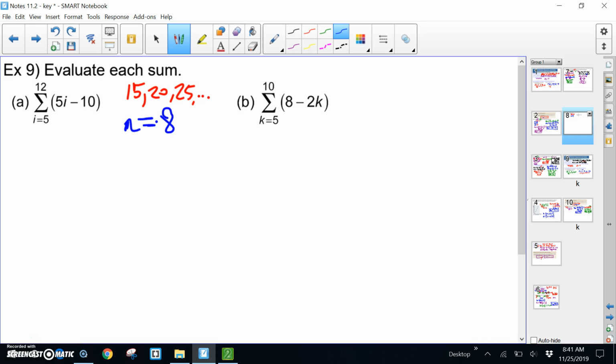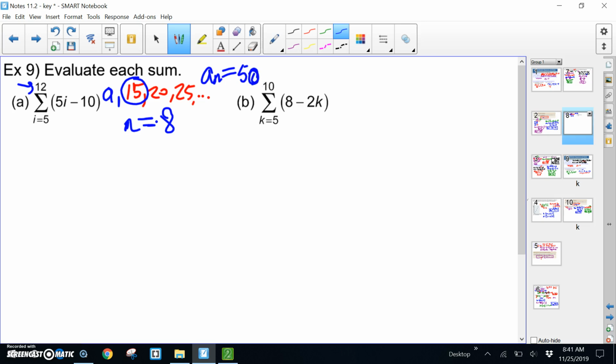And we can find a1 by plugging in the first number 5. Okay, if we plugged in 5, we got 15, that's a1. If we plugged in 12, that's going to give me the last term, the nth term. So the last term, an, is what you're going to get if you plugged in 12. So think about it. Plug in 12. 5 times 12 is 60. Minus 10 is 50. I can see that that last term is 50.